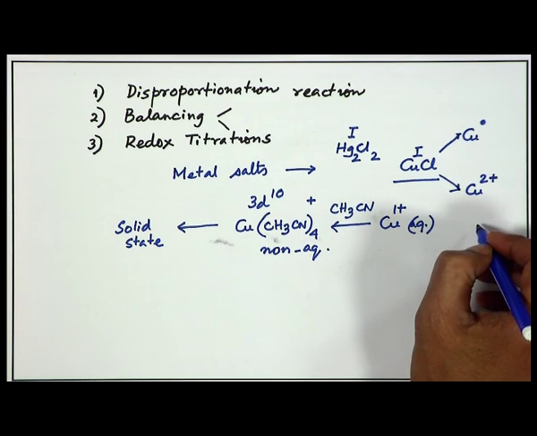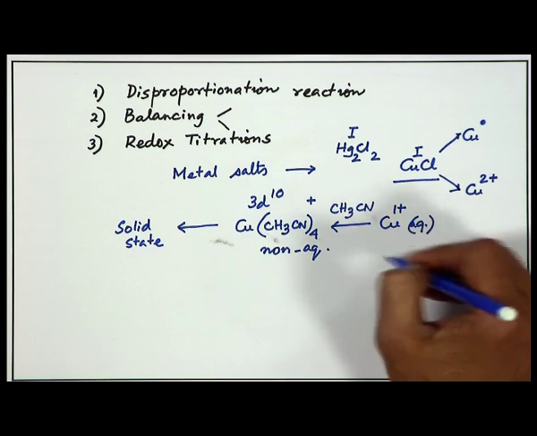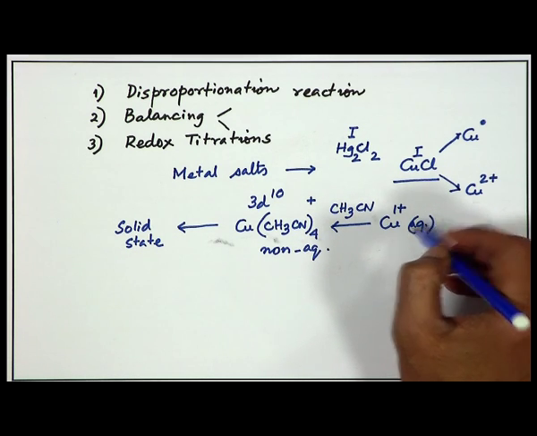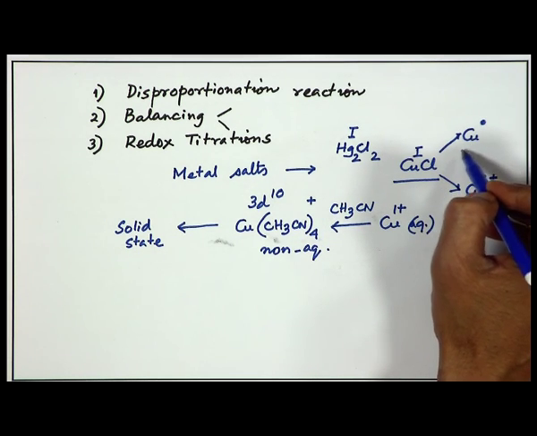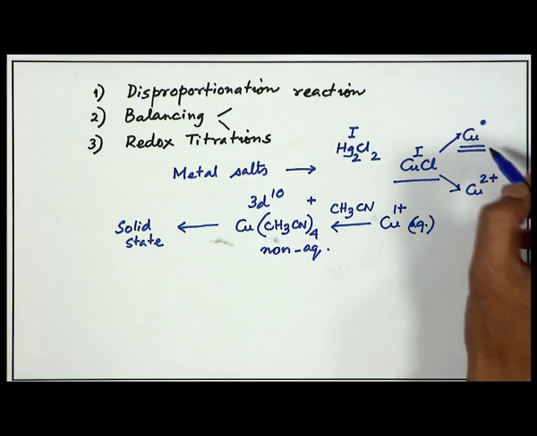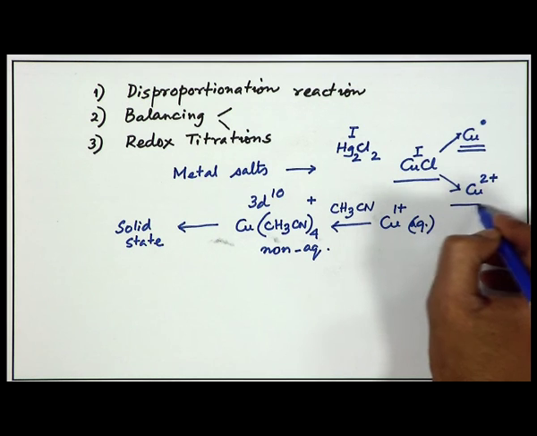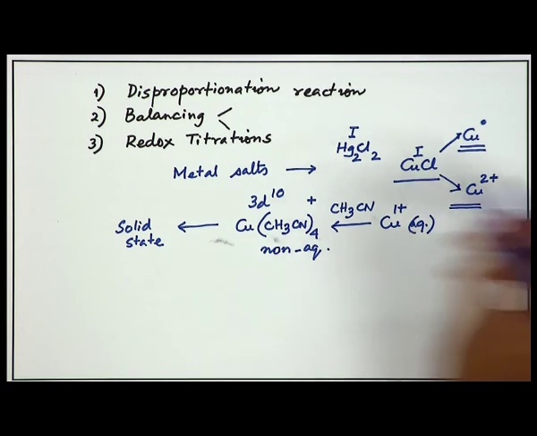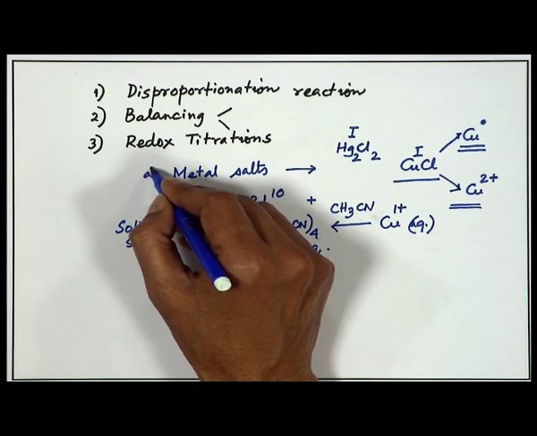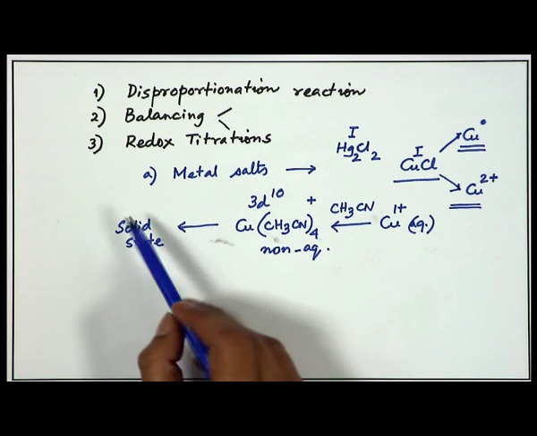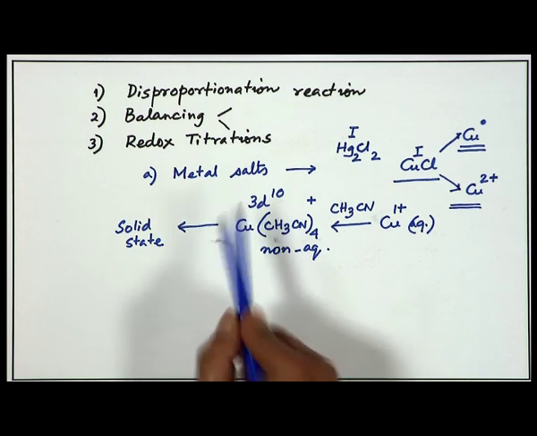So, this is there, but if this particular one is not stable enough in aqueous medium, it can go for disproportionation to copper 0, that means metallic copper. So, 50% of the species can be deposited as metallic copper, copper 0, and the other half will go to cupric copper, as Cu2+. So, these are the typical examples for the disproportionation of metal salts.